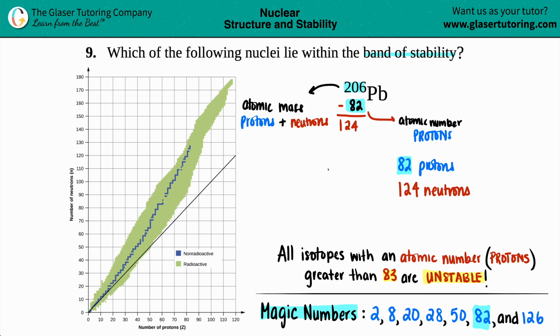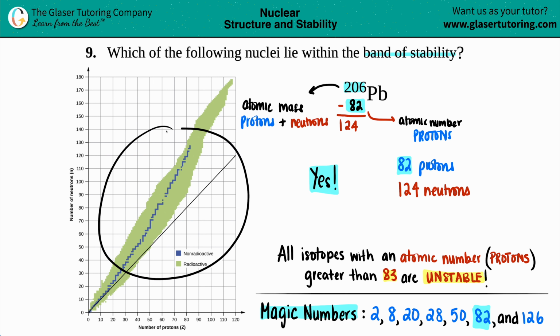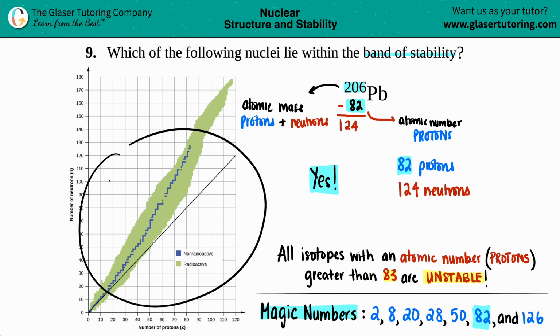You don't need both. So since you have a magic number here, this is automatically going to be in the band of stability, which means that it's a stable isotope. And in this case, if you can spot out a magic number, you don't even have to go to the graph to find it out. But if you didn't have a magic number, then you would have to go to the graph.